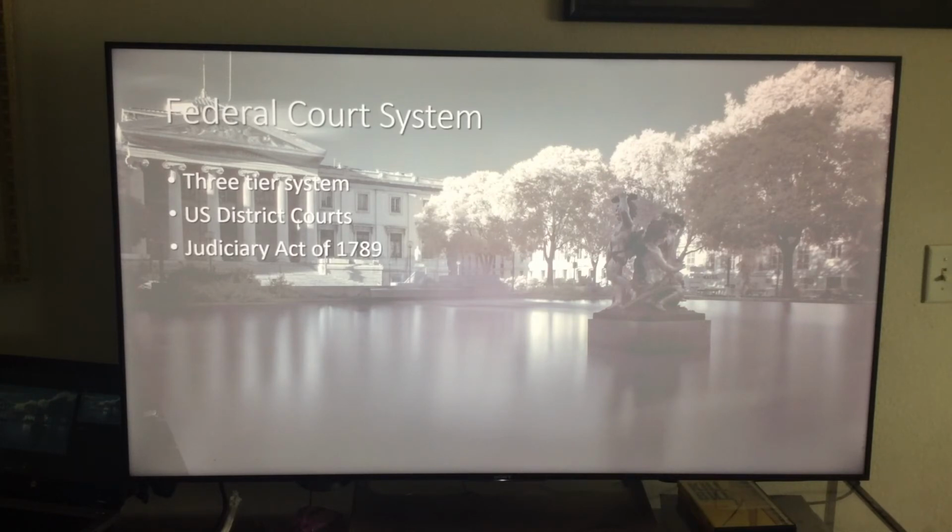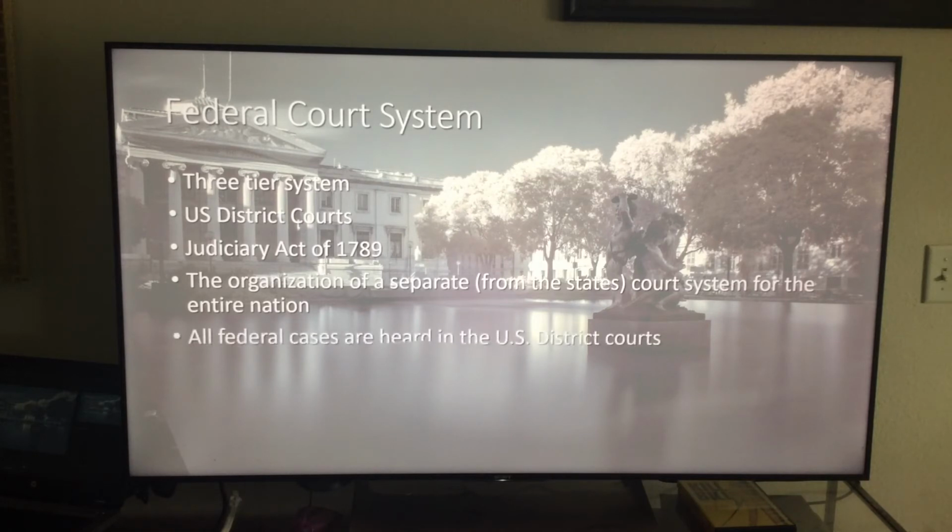So one of the enumerated powers given to Congress is to set up a national court system. So this is what they do, is the Judiciary Act of 1789 to set up a national court system. So it's an organization separate from the state's court system for the entire country. All federal cases are heard in U.S. district courts. So any federal crime starts off in the district courts. So again, fraud, counterfeiting, killing a federal official, those are federal crimes.